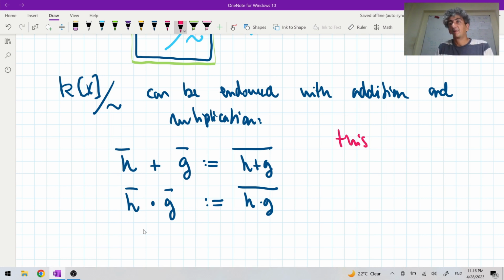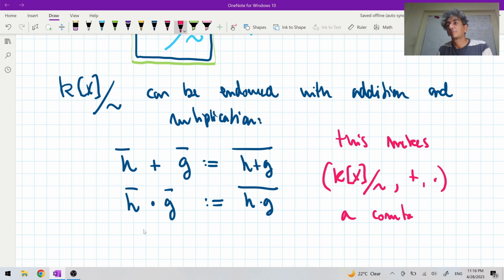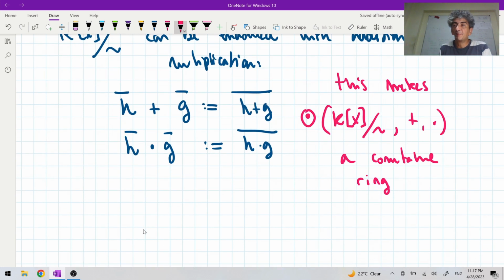This makes the quotient a ring, a commutative ring, first of all, and then it makes the projection a ring homomorphism.